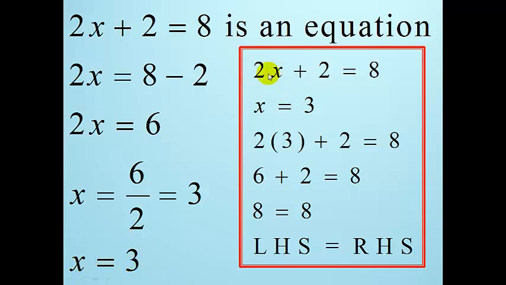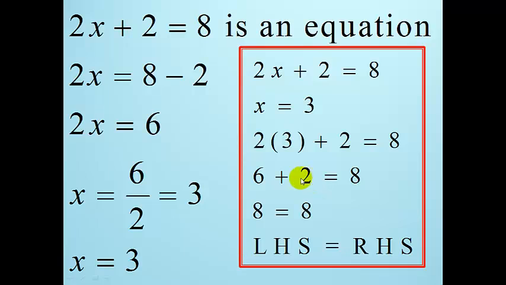Now, from the equation 2x plus 2 equals 8, after calculation, x gives us 3. Now let's substitute and see. Substituting 3 wherever we see x in the equation 2x plus 2 equals 8, we have 2 times 3 plus 2 equals 8. And 2 times 3 equals 6. 6 plus 2 is equal to 8.